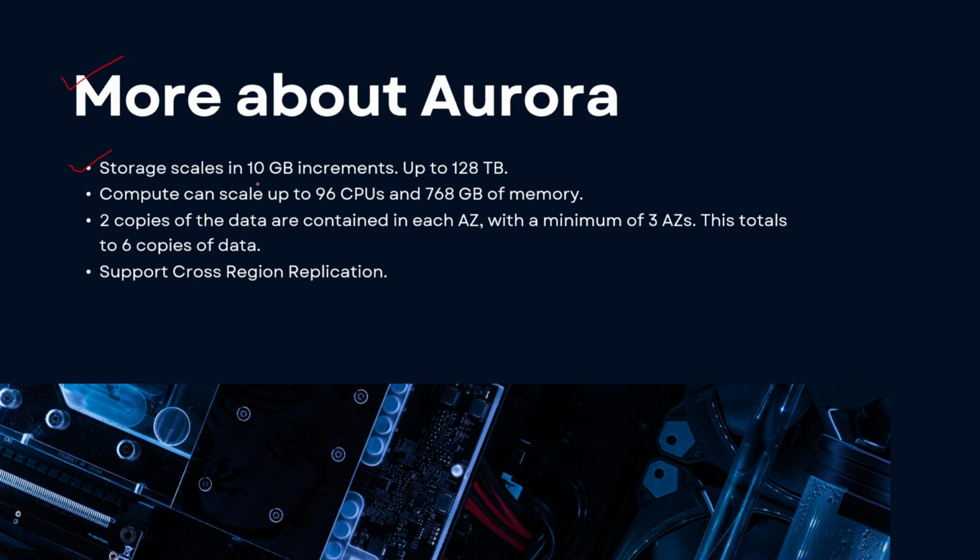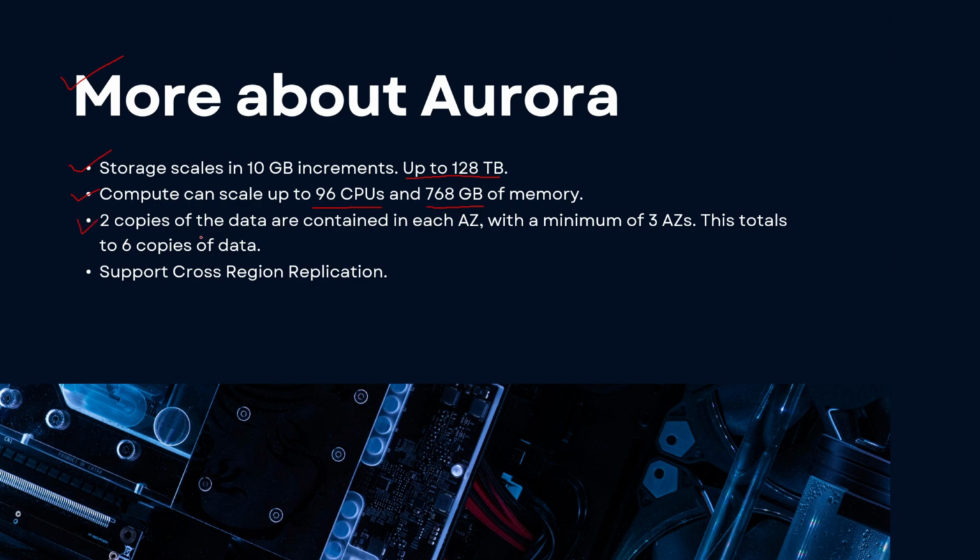For example, if your initial storage capacity is 10 GB, and you want to increase your storage capacity, you will only be able to increase it to 20 GB. You will not be able to go to 15 GB. Each Aurora instance can go up to 128 terabytes. Your compute can scale up to 96 vCPUs and 768 GB of memory or RAM.